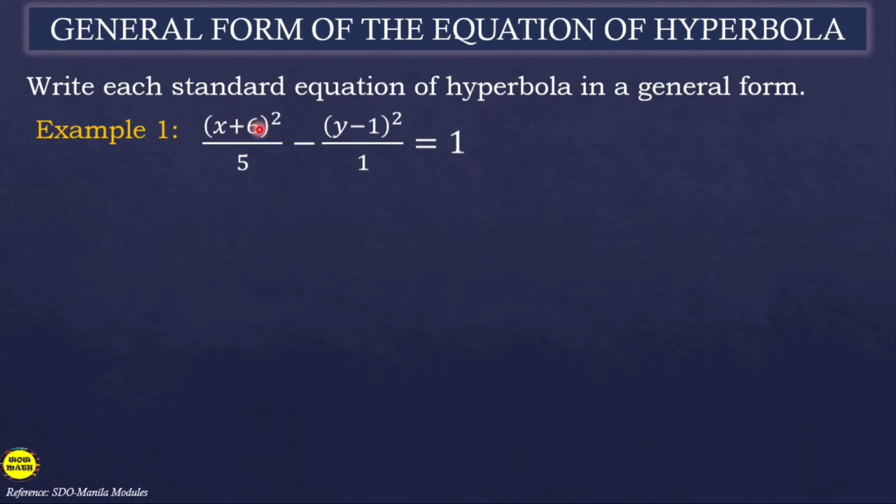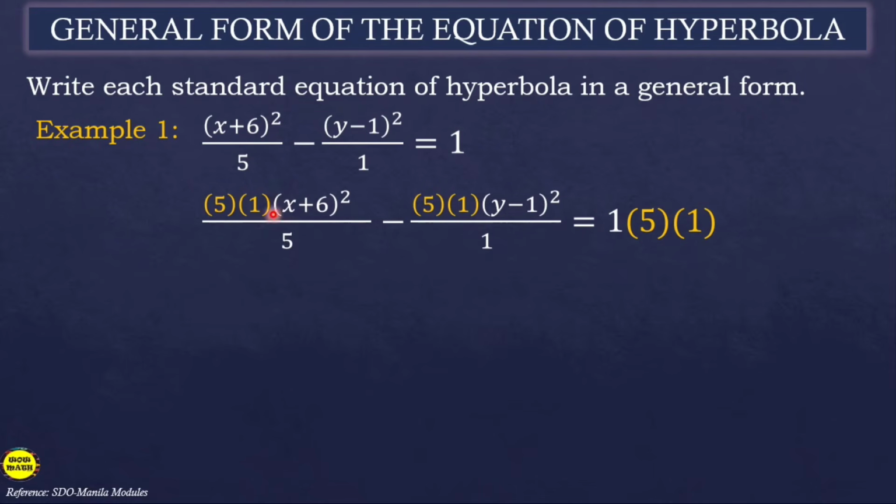So, the quantity of x plus 6 squared over 5 minus the quantity of y minus 1 squared over 1 is equal to 1. So, kagaya ng ginawa natin sa ellipse, gagamitin natin yung denominator natin. Yun ang gagamitin natin pang-multiply sa lahat ng side ng equation natin. Okay, so 5 times 1, then copy ito. Copy the sign minus 5 times 1 and then copy yung y minus 1 squared over 1 is equal to 1 times 5 times 1. So, maka-cancel si 5, maka-cancel si 1. So, ang maiwan na lang ay 1 times x plus 6 squared. So, x plus 6 squared minus 5 times y minus 1 squared is equal to 5. Because 1 times 5, 5 times 1, still 5.